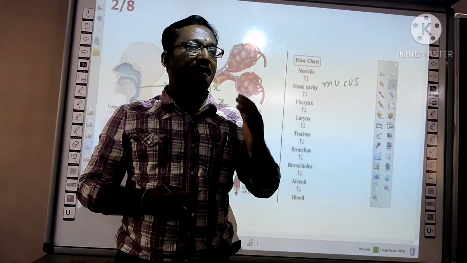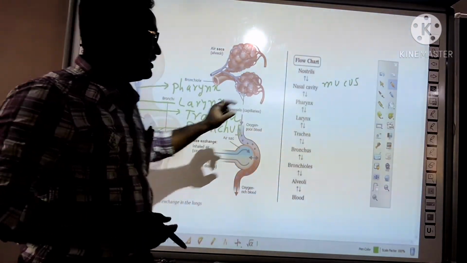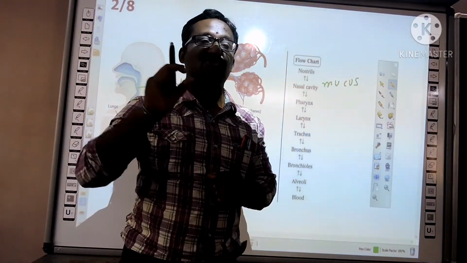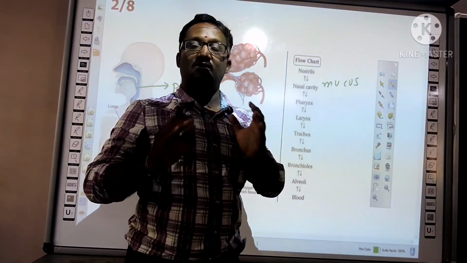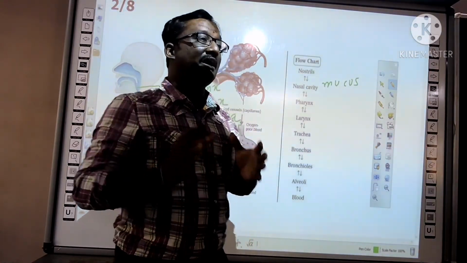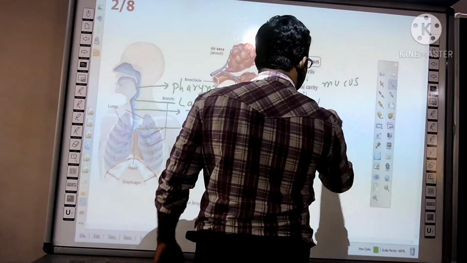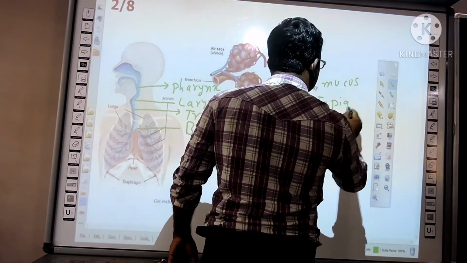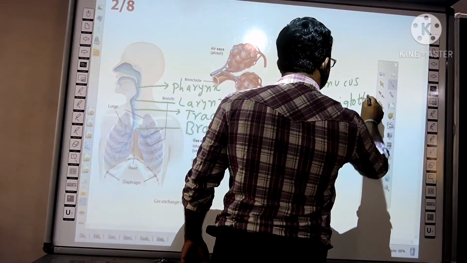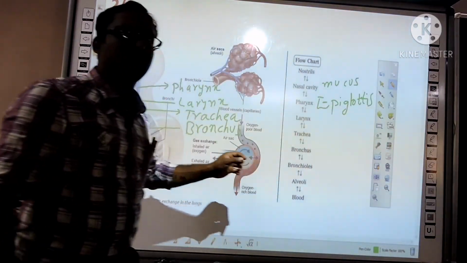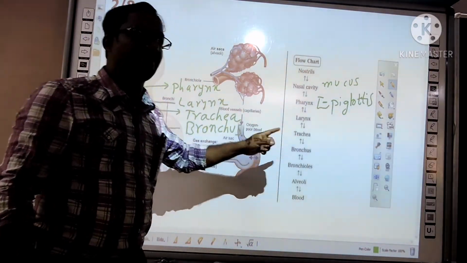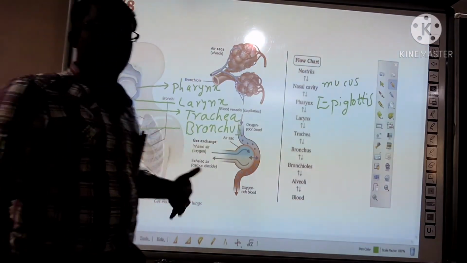To avoid the entry of food into the windpipe, at the pharynx there is a muscular structure which will work like a valve, that is the epiglottis. What is that? Epiglottis. So the epiglottis controls the movement of food and air into their respective passages.